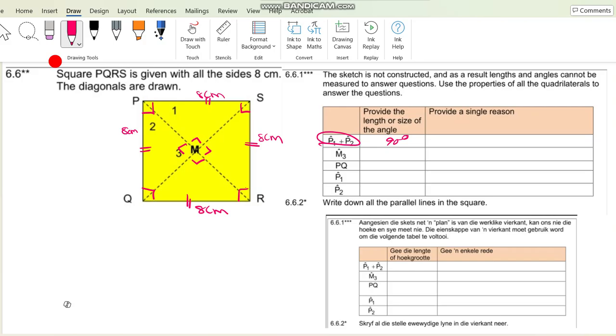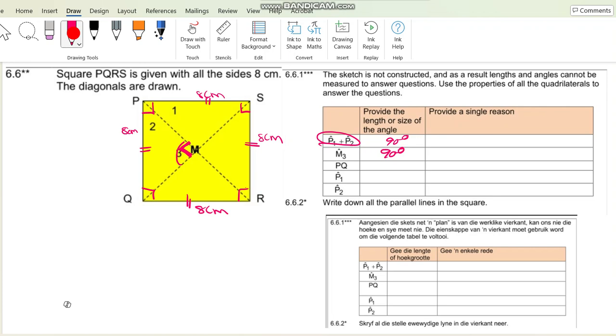They ask you for M3. Just take those off. So now they want to know what that angle there is. But we already said each angle is 90 degrees. So the reason is diagonals of squares are perpendicular. Diagonale lyne van 'n vierkant is loodreg. Make sure you put it in there.